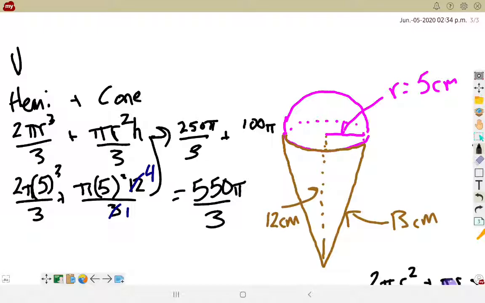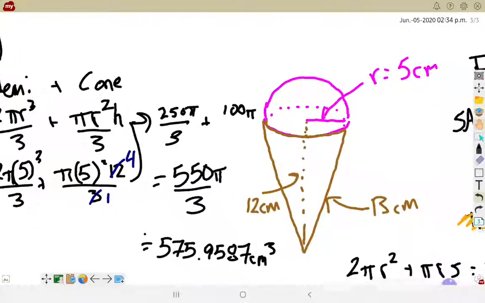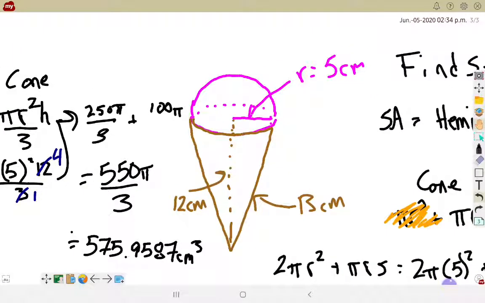If you do need to round that, again, type in pi as a button in your calculator, and that gives us approximately 575.958 centimeters cubed. Okay, so that is volume and surface area of spheres and hemispheres. And now we can do fun things like ice cream cones. And who doesn't love ice cream?